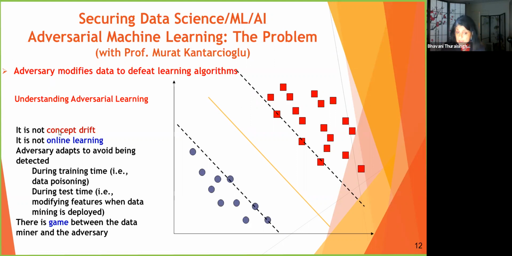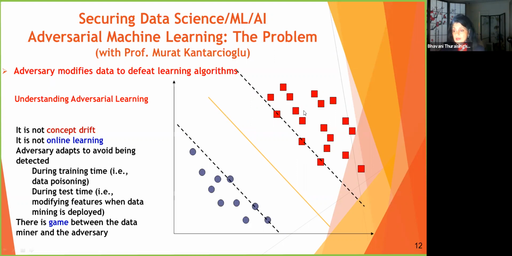It's not concept drift. It's not online learning. The adversary is adapting to avoid being detected during training time and during test time, modifying features when data mining is deployed. There's a game that is being played between the data miner and the adversary. So we both play games.